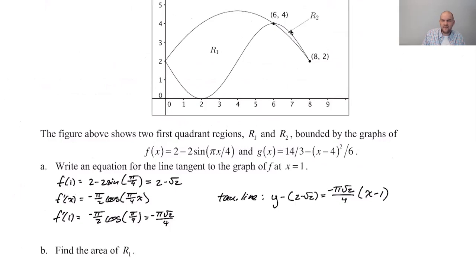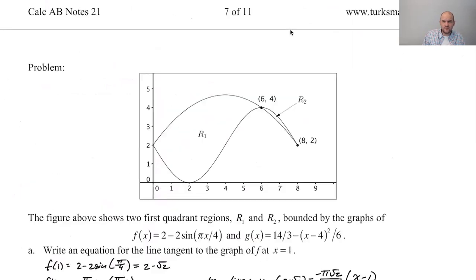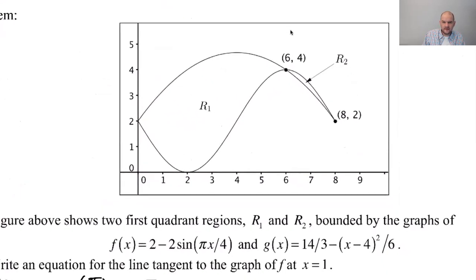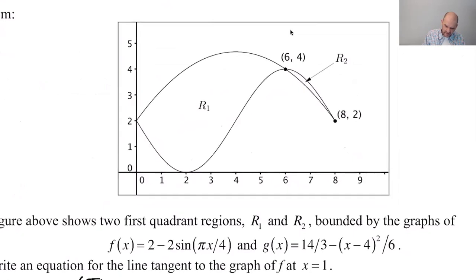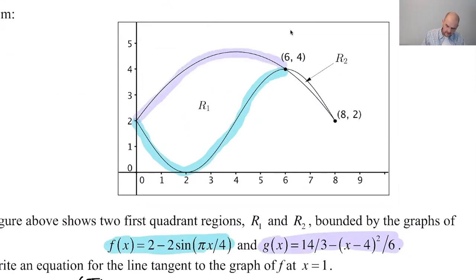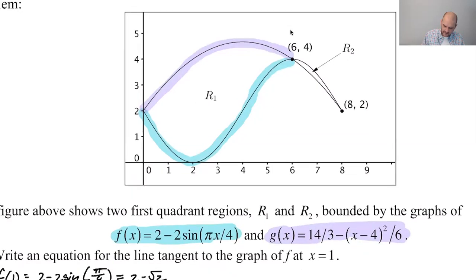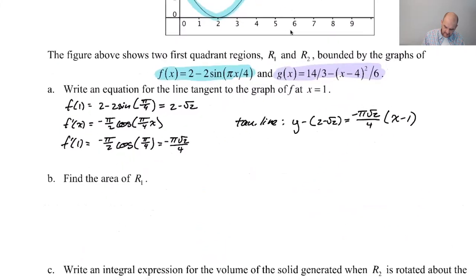All right. Find the area of R1. So R1 is, let's do, I'm going to highlight for top and bottom. This is the trig thing, and the trig thing is going to be the bottom function on the interval. And then this is the quadratic. The quadratic is going to be the top function on the interval. All right, so we're going to do the integral of top take away bottom from 0 to 6.